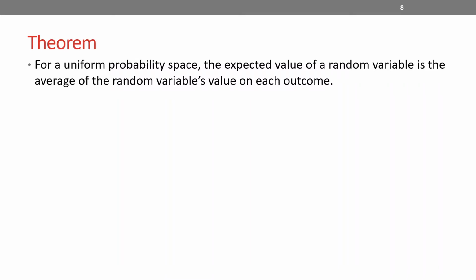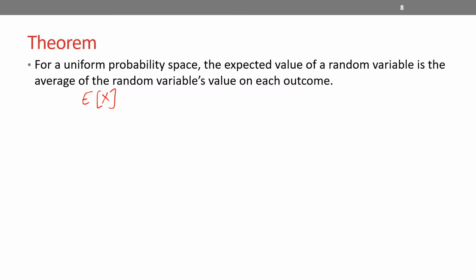Okay, this is video 2 on expected value. We are looking at this theorem. For a uniform probability space, the expected value of a random variable is the average of the random variable's value on each outcome. The theorem itself tells you that this should be the case, but mathematically we should be able to prove it, maybe from an experiment. So that's exactly what we're going to do here.